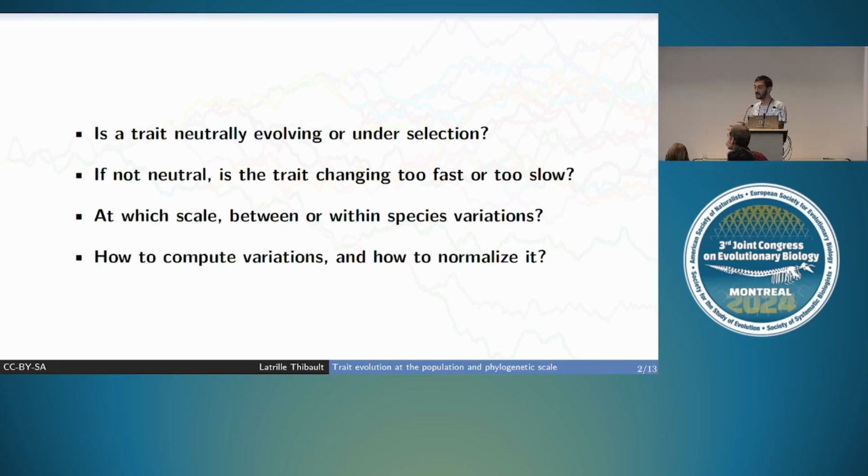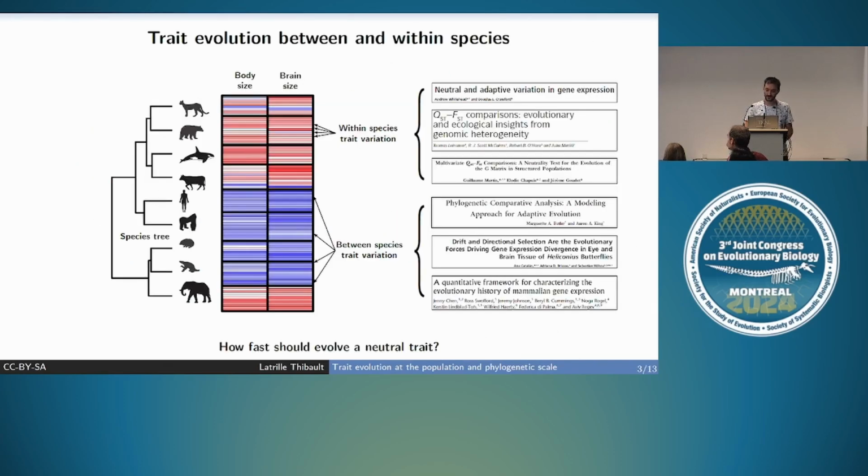Another question that we have is how to compute variations and how to normalize them so that they are comparable between different scales. So these are the few questions.